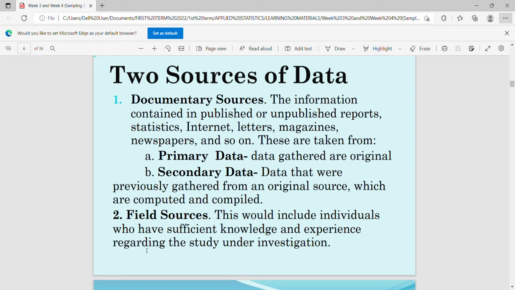So from these two sources, we can differentiate them because when we say documentary, this is a form of printed or it is already published or unpublished. So we can see this in the internet, mostly internet. While field sources is something like we are going to have the interview.